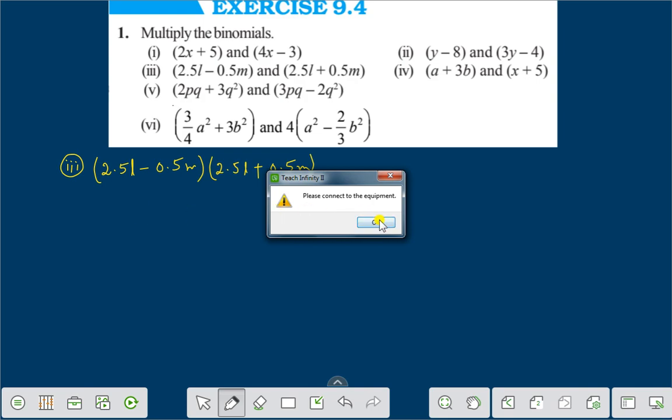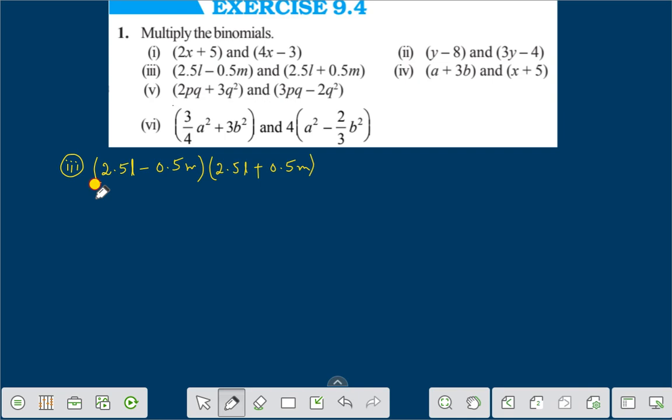Therefore we can write here as 2.5l into (2.5l + 0.5m) minus 0.5m into (2.5l + 0.5m). Now we'll multiply this one.